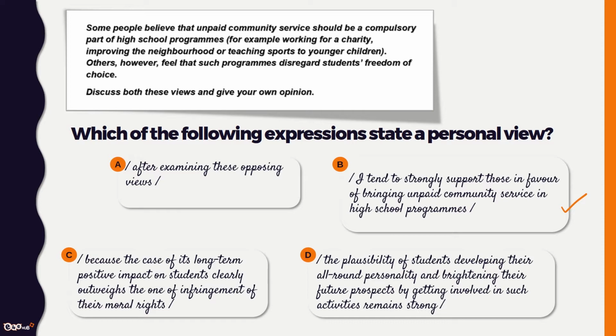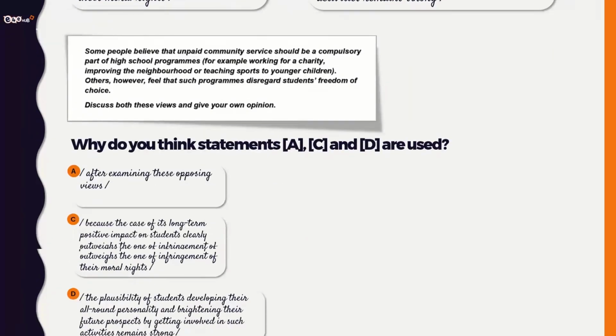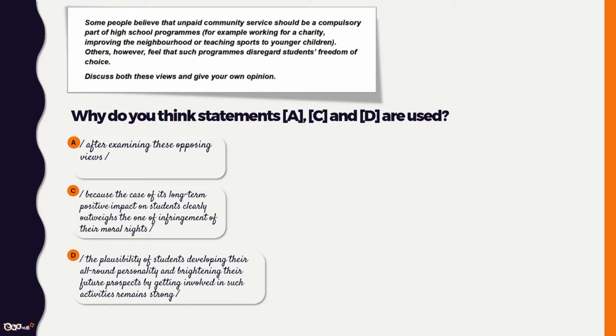What do these expressions function as in your conclusion? So let's talk about that. Statement A, after examining these opposing views, is telling the reader that we have analyzed both sides before choosing one of the 2 sides. Isn't this the same thing that we had promised in the thesis statement of our essay? In this essay, I will analyze both sides of the argument and then give my opinion. So this is reconfirming, restating that.